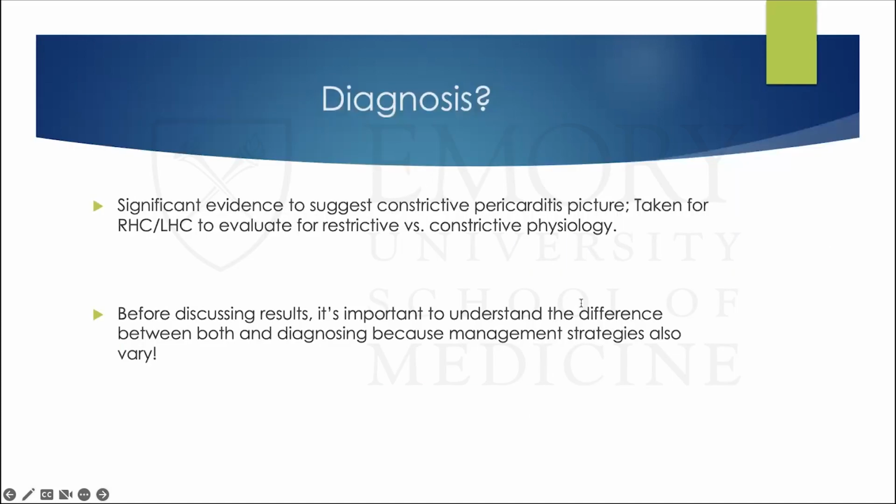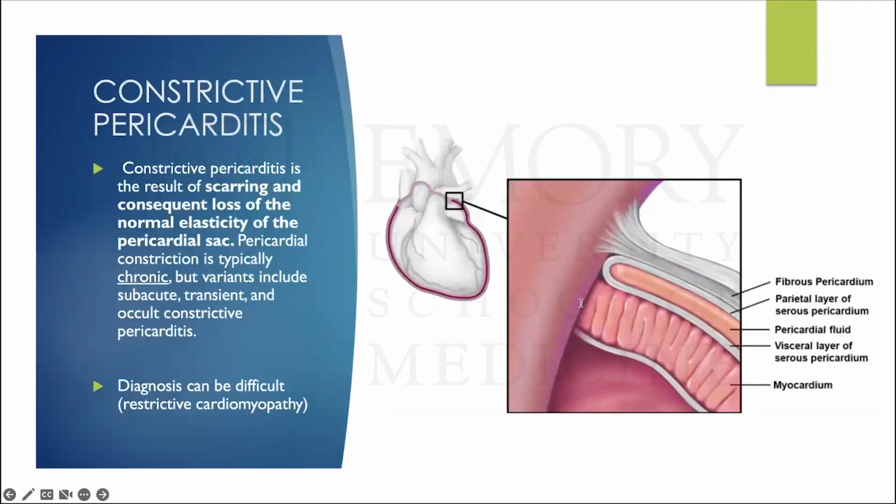So at this point, obviously there was a significant amount of evidence to suggest a constrictive type picture going on here, potentially constrictive pericarditis. So the patient was taken for invasive hemodynamic testing with right and left heart catheterization. But before we get to the results of what they found, I want to talk about the differences between both, and go through diagnosis and management. It's important to understand that distinction because the management strategies can be so vastly different for both of these disease processes.